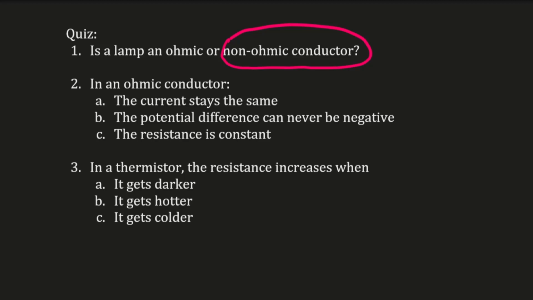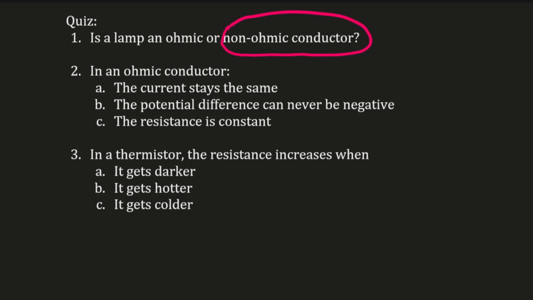Question number 2, in an ohmic conductor, the current stays the same, the potential difference can never be negative, or the resistance is constant. Well, in an ohmic conductor, it obeys Ohm's law, where the voltage is always proportional to the current, and therefore we have to say that the resistance is constant.